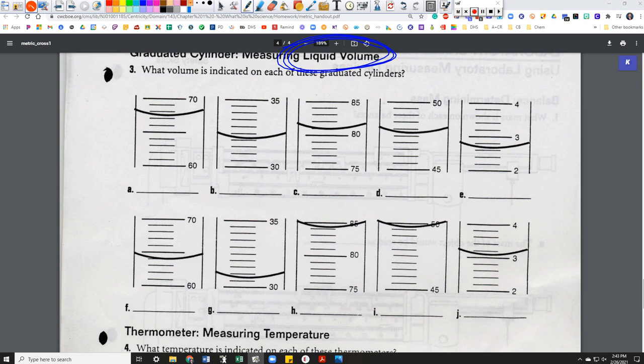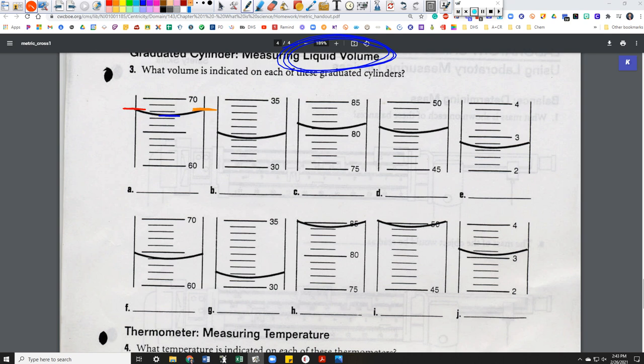The other thing I want to ask you is this. So follow the colors. When you're measuring in a graduated cylinder, do you measure the red line? Do you measure the orange line? Or do you measure the blue line? Blue. That's very important. What do we call that part of the bow? The meniscus.